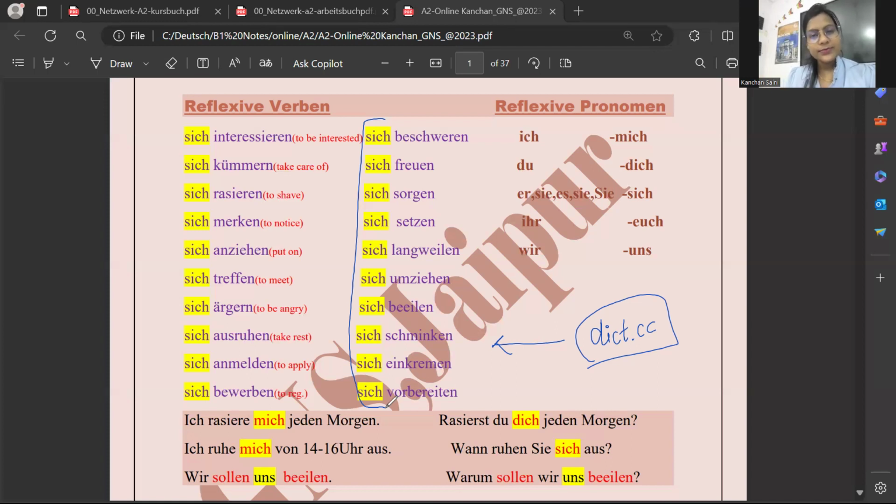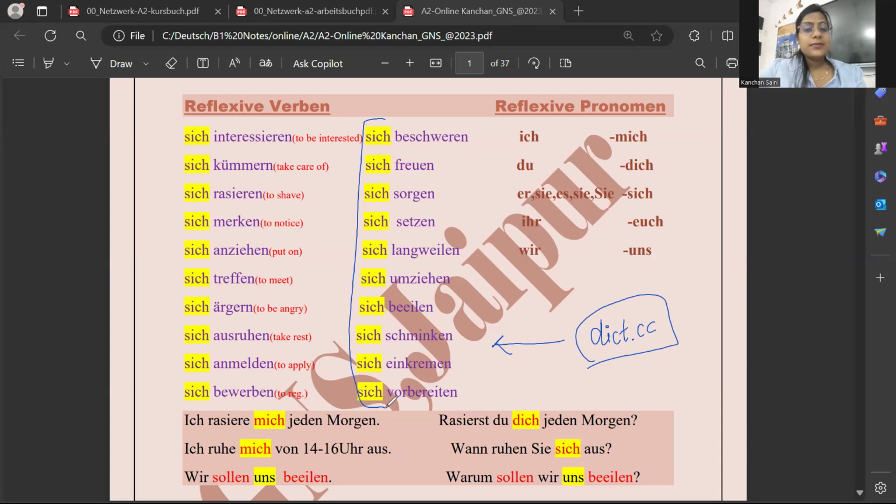Sich sorgen, to worry, to be worried. And sich setzen, to sit down, or we can say have a seat. If we want to say please take your seat, then it can be: Setzen Sie sich bitte. Please have a seat. Sit yourself, please. Sich langweilen, to be bored, to get bored.